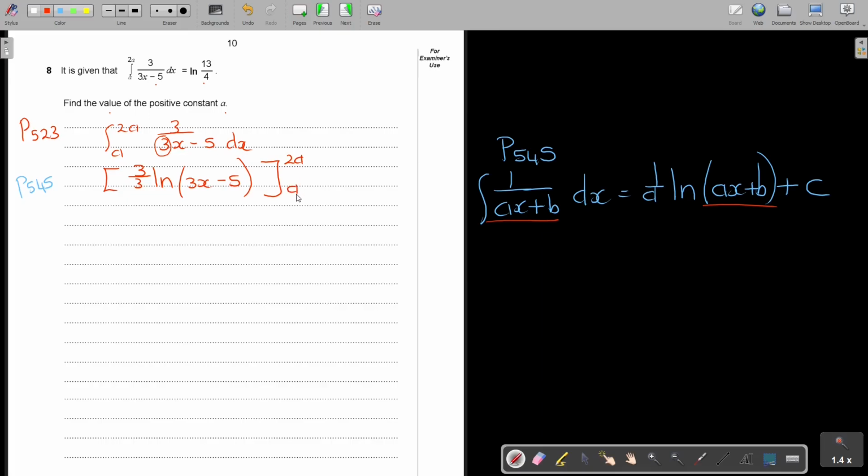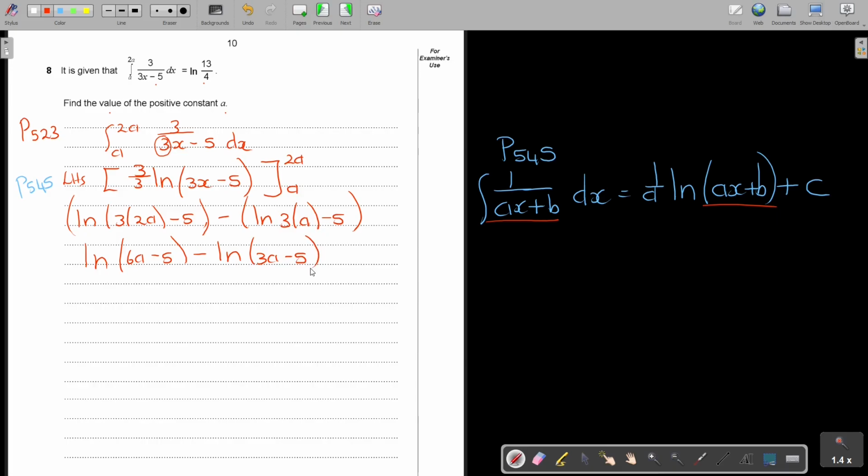Now I do substitution, so just the left-hand side. This is going to become 1. So it's ln of 2a minus 5, and then minus ln of 3a minus 5. Now, if I simplify this, I'm going to get ln of 6a minus 5 minus ln of 3a minus 5. Now, don't forget the log rules.